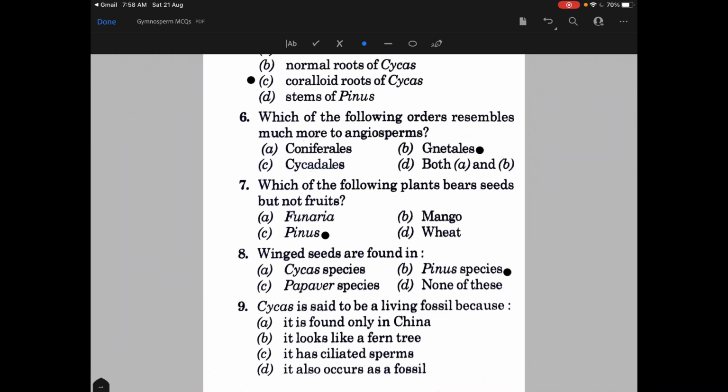Okay. Cycas is said to be a living fossil because of dash. The answer is D. It also occurs as a fossil.